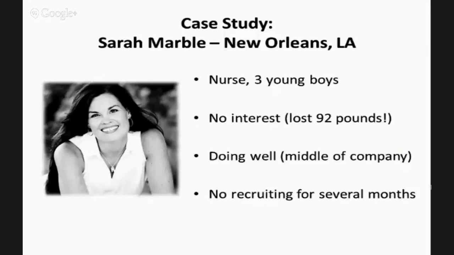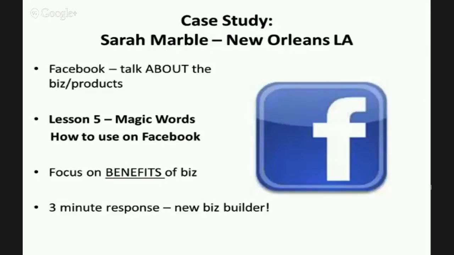So she started into her company, and when we first got connected, don't get me wrong, she was doing pretty well. She was already at the middle level of her company. However, she confided she hadn't really recruited many new people into her team in a few months. So she came to me wanting to learn this magic words approach. And when she did, all she did was start practicing and using this in really simple ways.